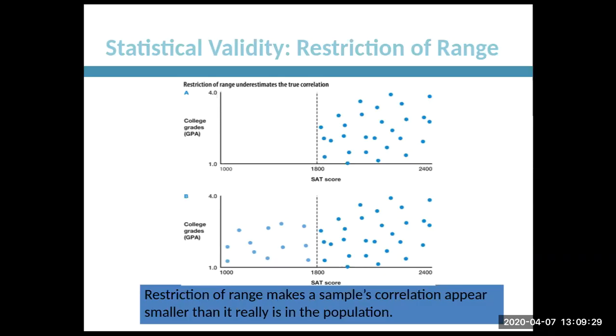So in this case, we're restricting the range. As you can see on the bottom, there are the full set of scores from 1,000 to 2,400, and you can see that the trend is pretty similar. It's an upward slope, and as your SAT scores get better, we see higher GPAs for college. So why would we restrict the sample?